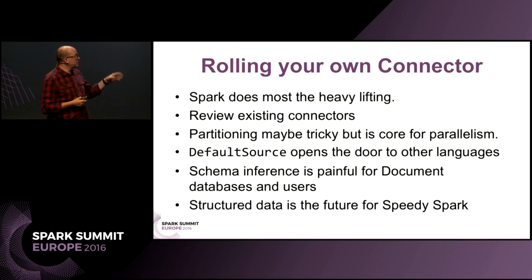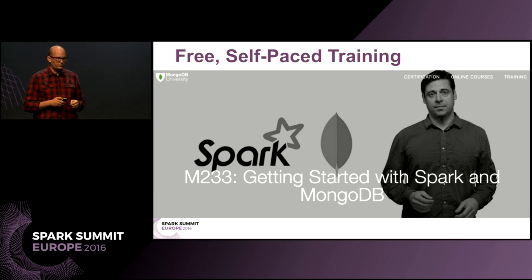Providing a default source or a relation provider opens the door to other languages pretty much for free, so it's really easy to support Python and R. Schema inference is the biggest source of pain for document databases because users use document databases to have multiple or divergent schemas, essentially. But having structured data really is the most important part, and it really is the future for speedy Spark. So ensure that you do support it.